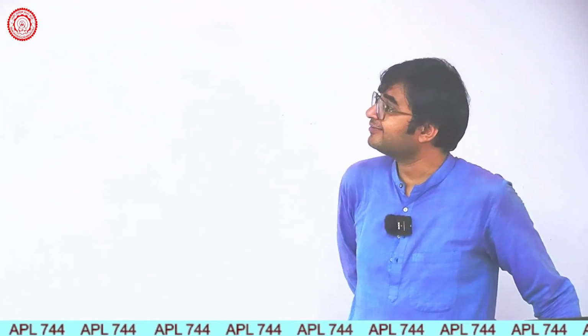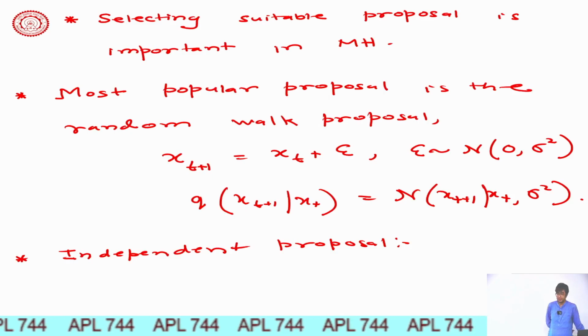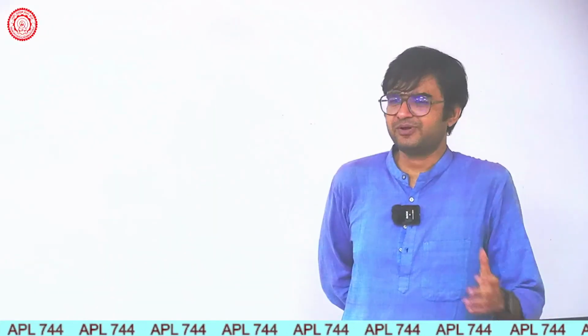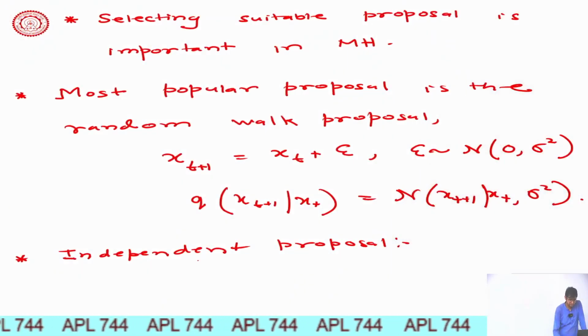Correct. So q(x_{t+1} given x_t) will now not depend on x_t. It will be equal to a Gaussian with some mean and some variance, and that you can select.